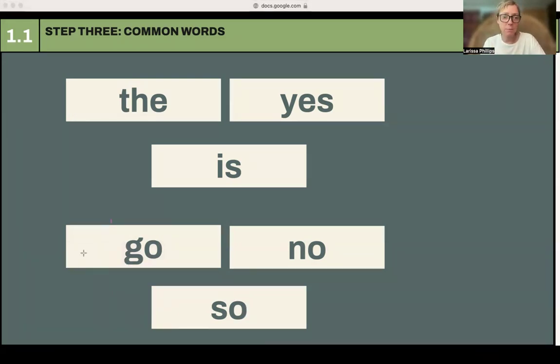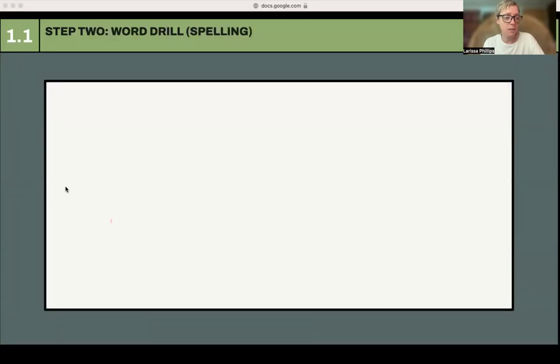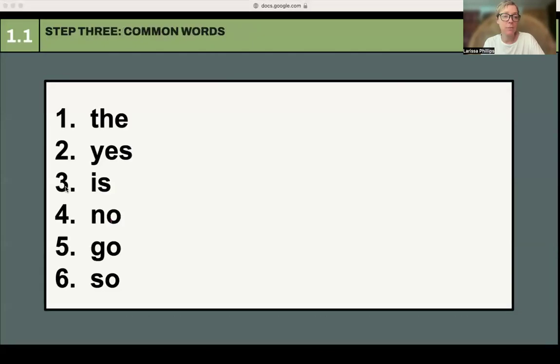We're going to go ahead and spell those words. So I will dictate them to you. The first word is the. The next word is yes. The next word is is. And then we have no, go, so. Okay. And here are the answers.